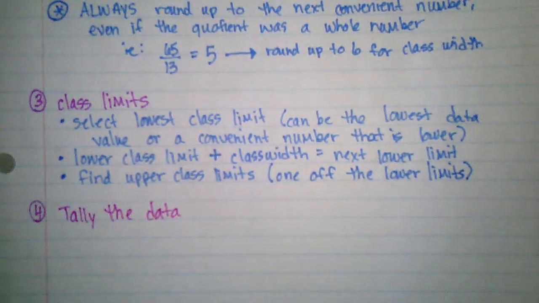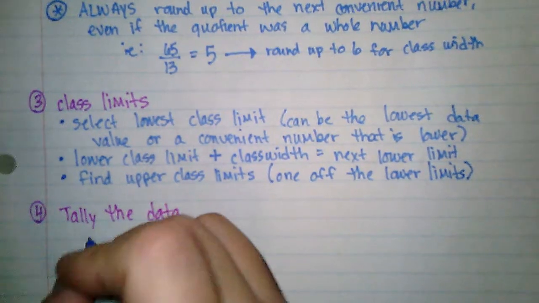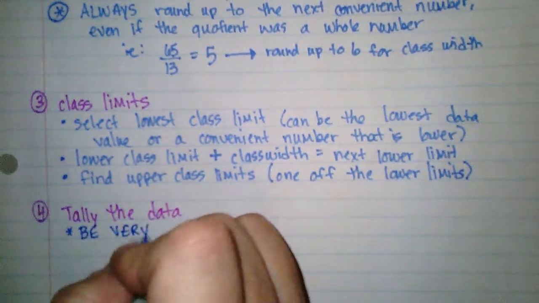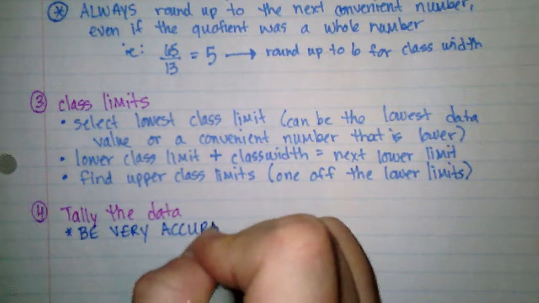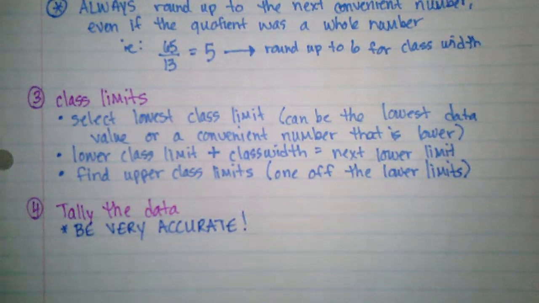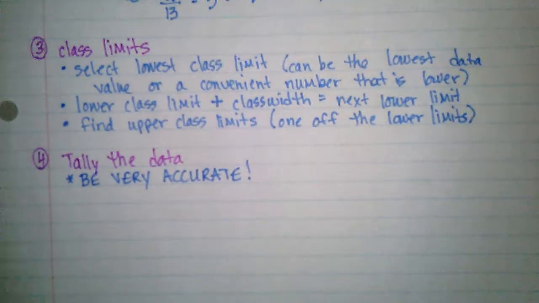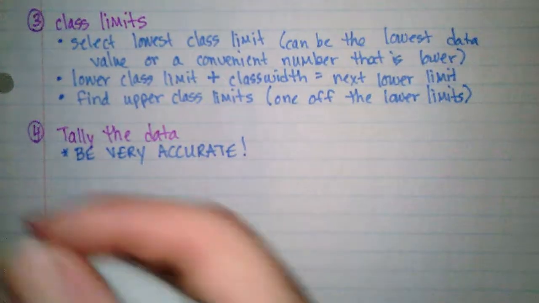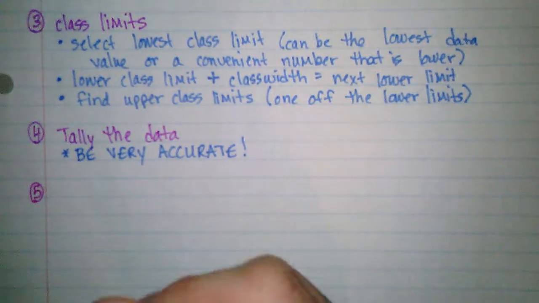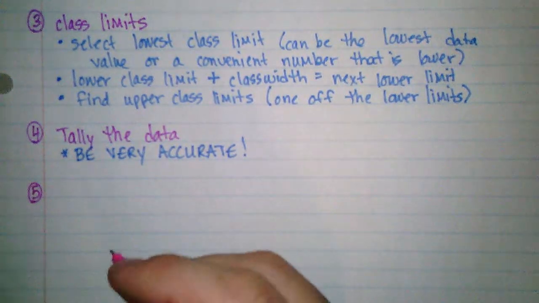Now this is absolutely the most tedious part of this process. When you tally that data, you want to make sure that you are very accurate because the entire rest of what we're going to do is going to depend on our tallies being accurate. If you get one tally in the wrong section, in the wrong class, then many of your other computations will be wrong and your graphs will be wrong. So make sure that you're careful when you tally, even though it's kind of boring.